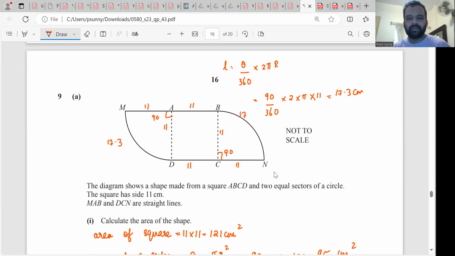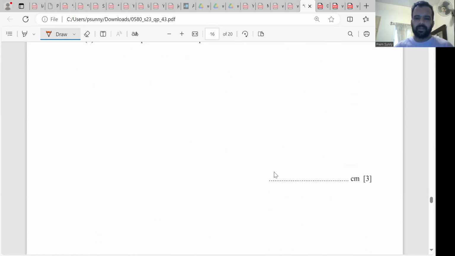17.3, this is also 17.3. Arc length will be the same. So 11 plus 11 plus 17.3 plus 11 plus 11 plus 17.3 will give me 78.6.